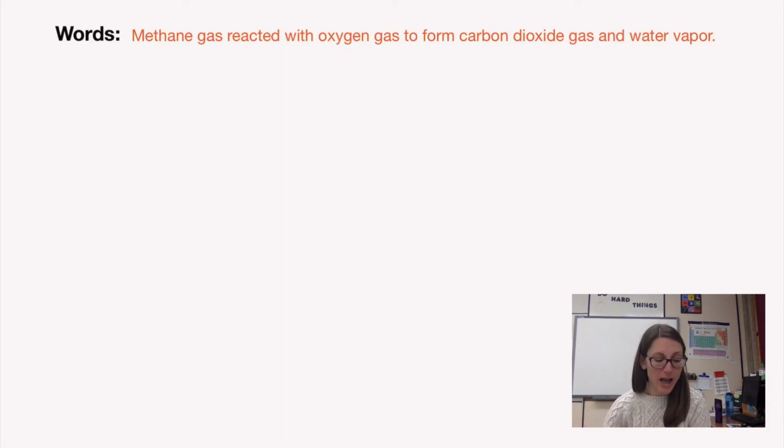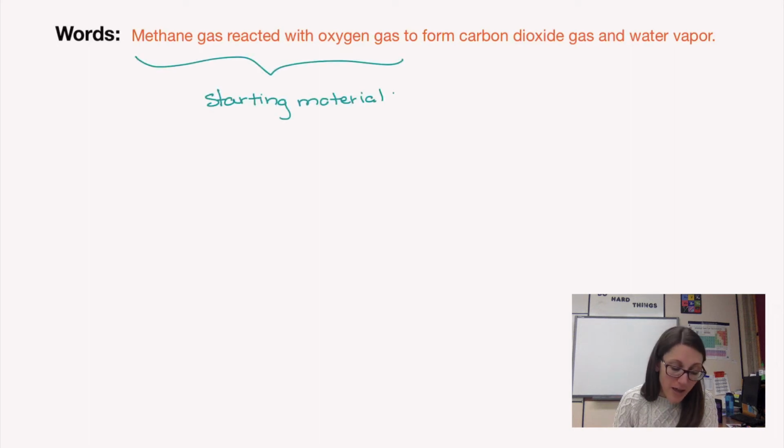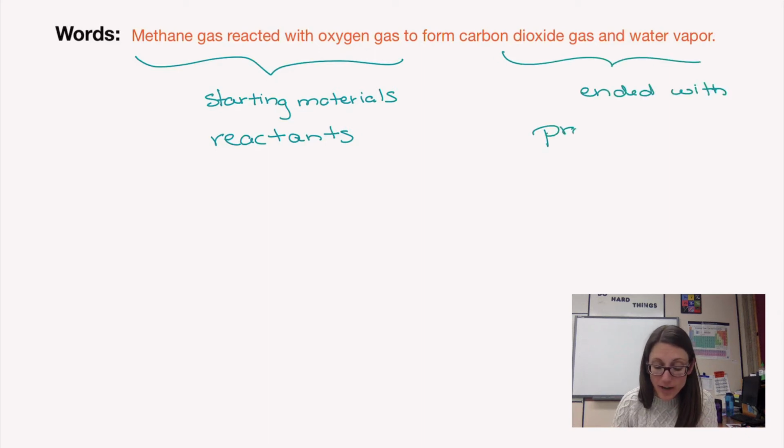When you are looking at writing things in words, you need to make it clear what you started with, and these are called your reactants. And you need to make it clear what you ended with. These are called your products. And so it's important that you're able to describe in words the name for the chemical compound that you're using.